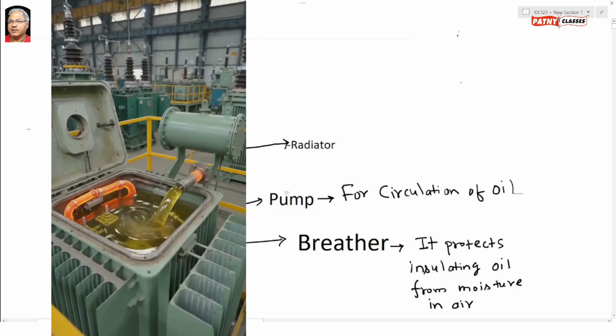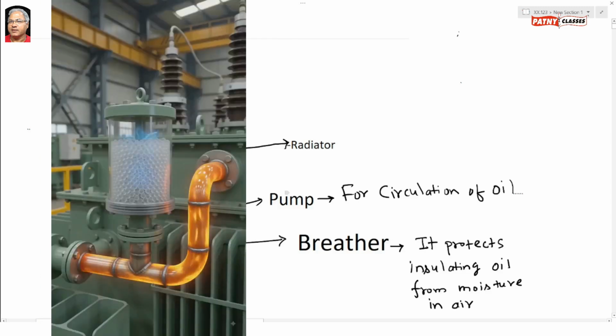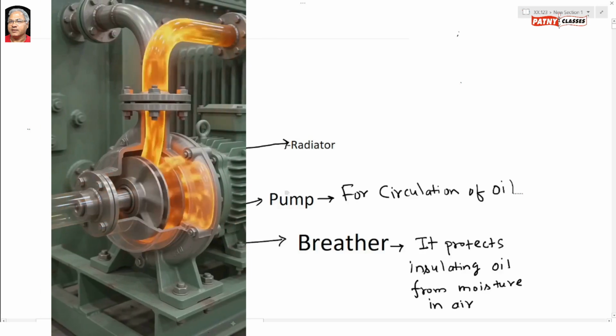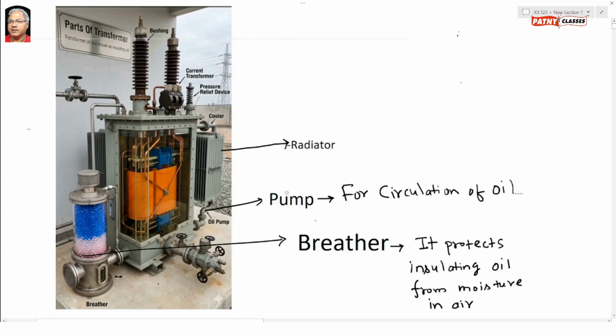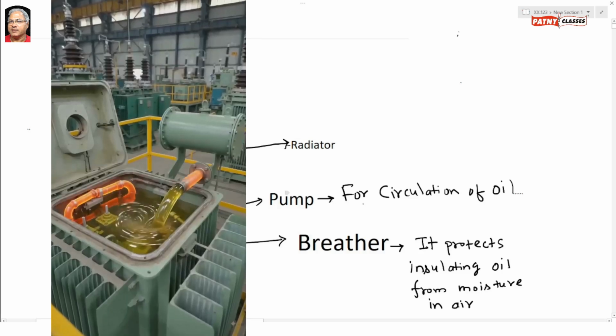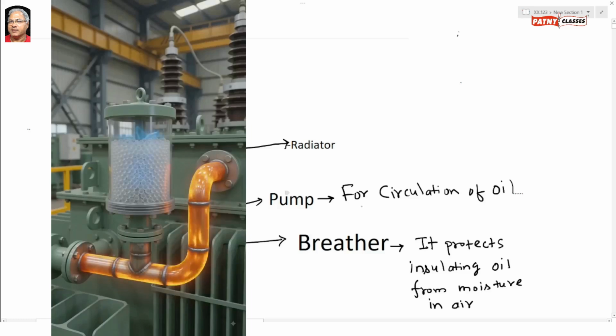and this oil is not at one place. This oil should keep on circulating. For the circulation of this oil, we are using a pump. The main purpose of the pump is to circulate this oil, so that the heat of the oil is dissipated to the environment, to the outside air.